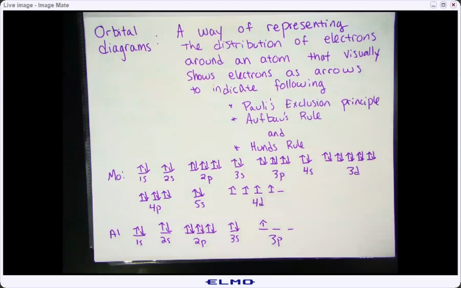And that is the 3 main ways that we will be representing electrons in this unit.